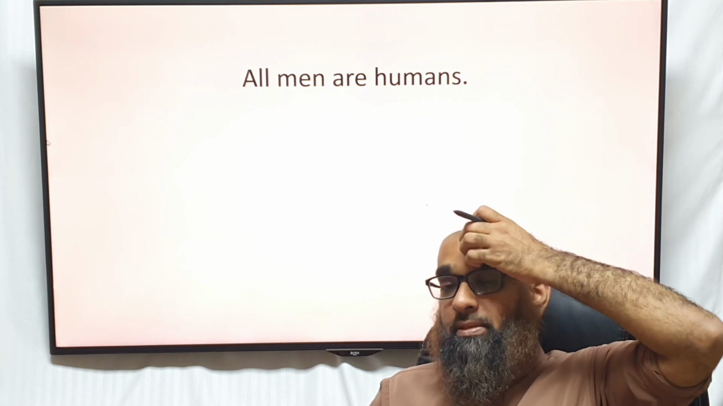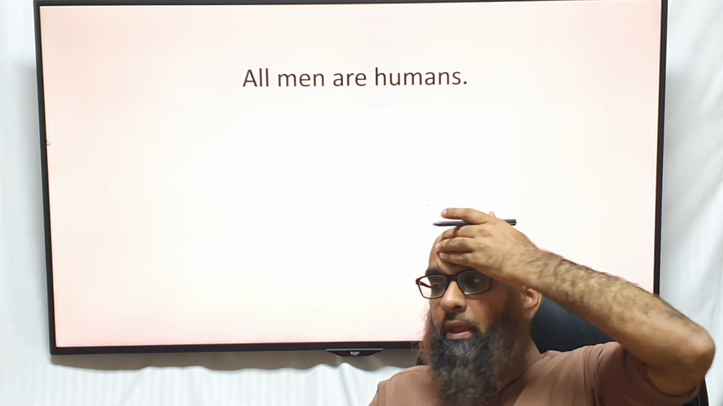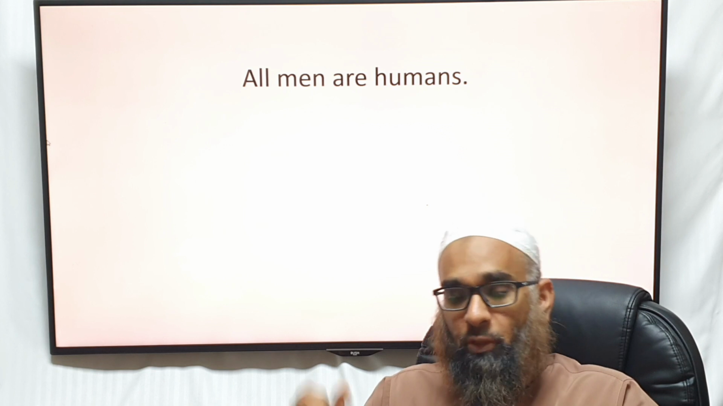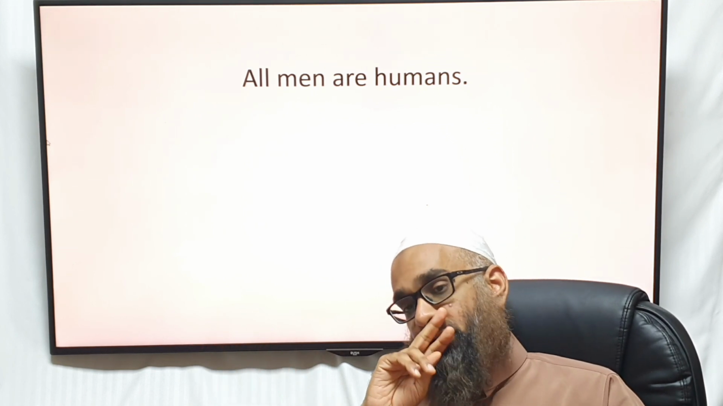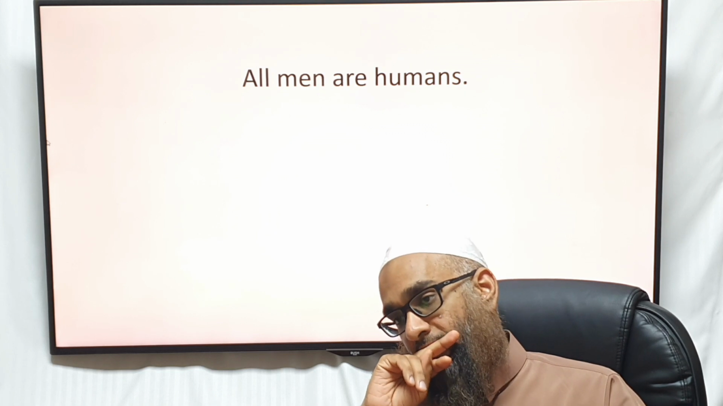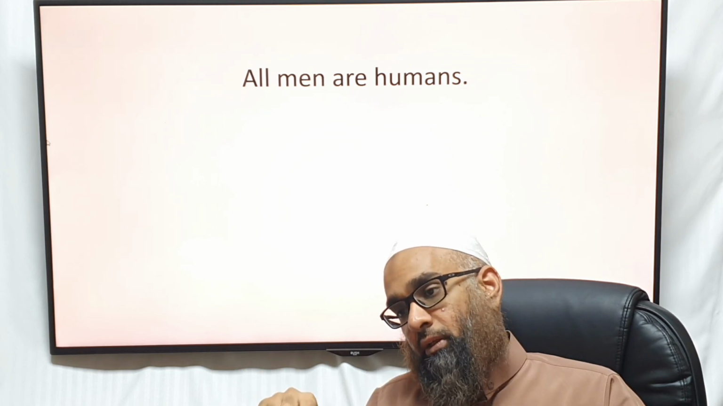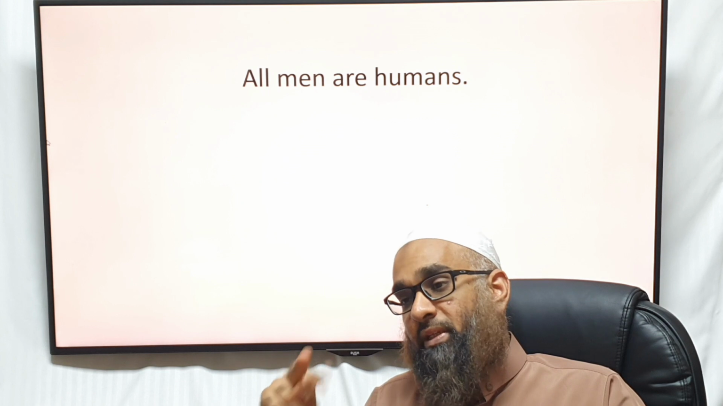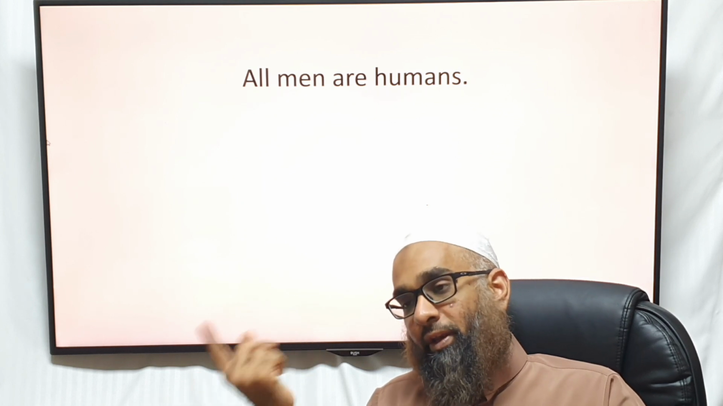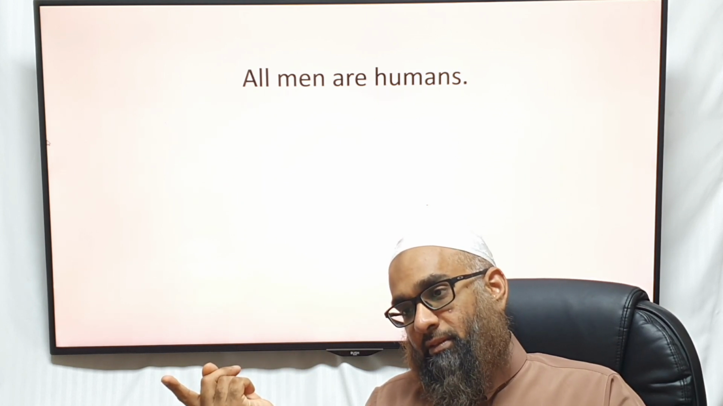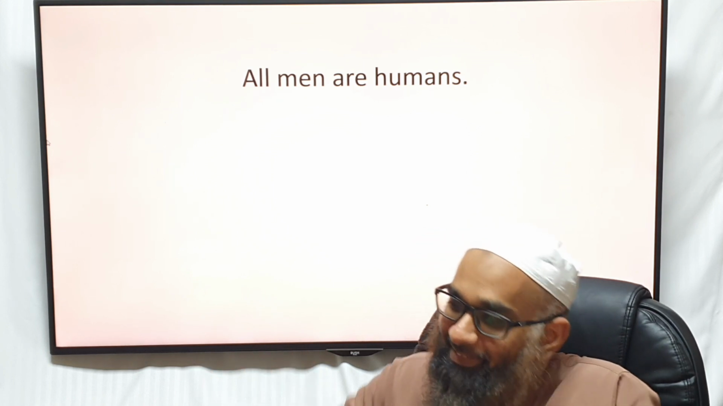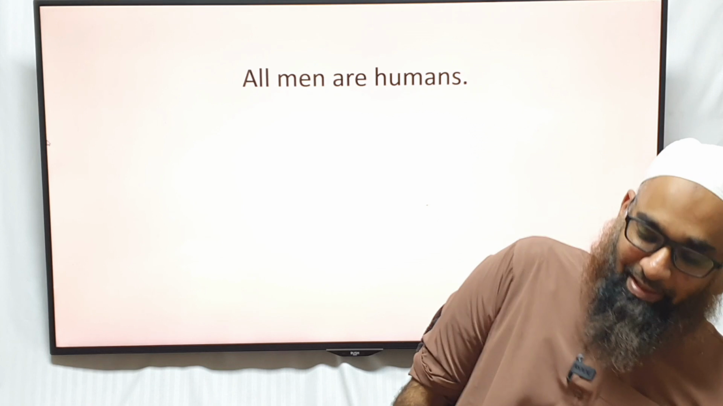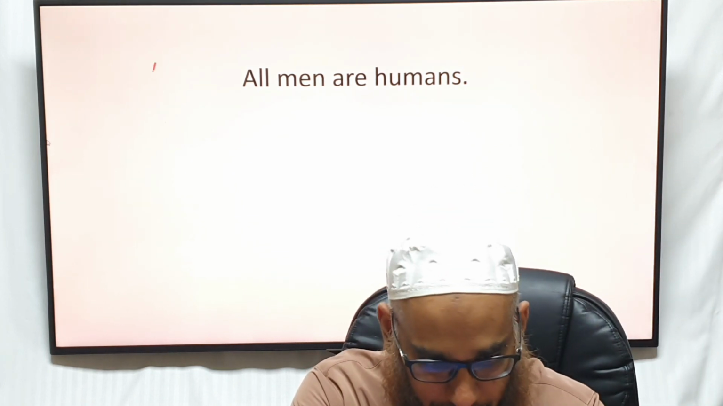All men are humans. Okay? If I asked, what is this? Kulliya, juz'iyya, A, E, I, O. What kind of proposition is this? It's an affirmative and kulliya. You mix the two languages together: affirmative and universal. Or in Arabic, mujiba kulliya. So it's an A proposition.